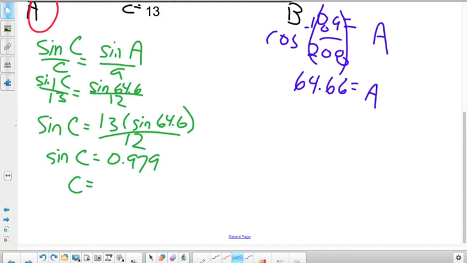So C is 78.13. Could be a rounding issue. That's fine.